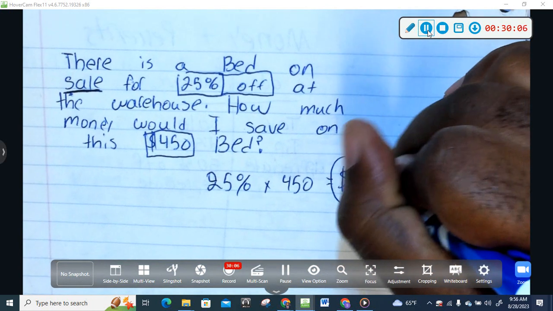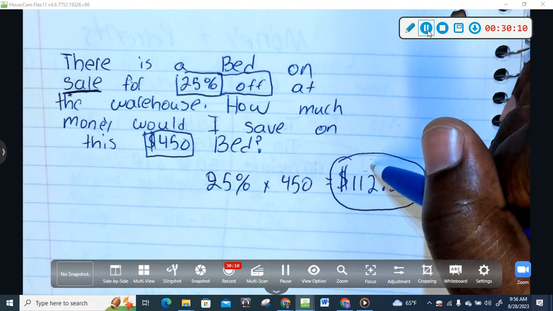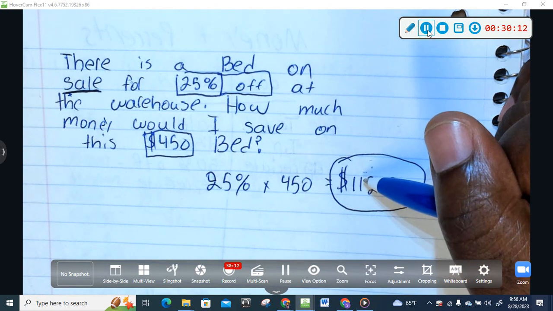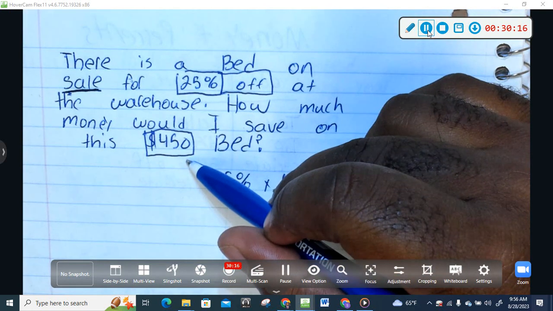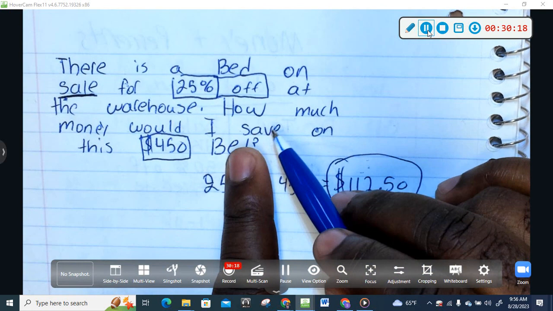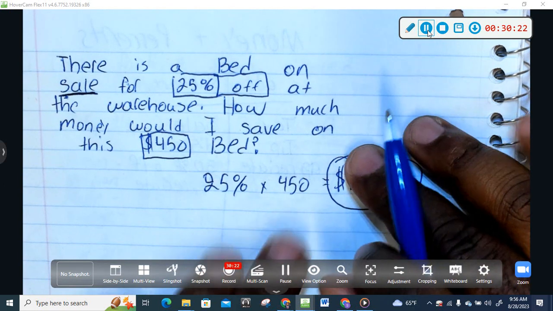Yep, this is my discount. This is how much money I saved. Now, if I said how much did I pay for the bed, then that's when you would take this number and subtract it from 450. But the fact that it only asked me how much money I saved, which is my discount, I'm done after the first step.